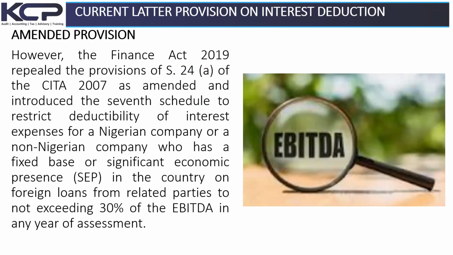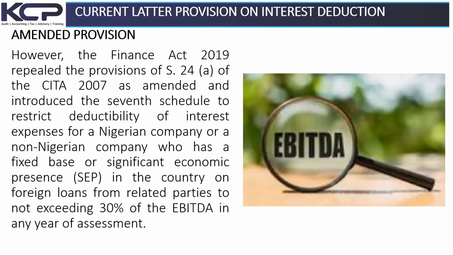So the Finance Act seeks to amend Section 24 of CITA, introducing an additional schedule called the 7th Schedule. If you check the law before the amendment of the Finance Act and after the amendment, on this subject matter, two things change. One is that Section 24, paragraph A was amended, and additional schedules, the 7th Schedule, were introduced.